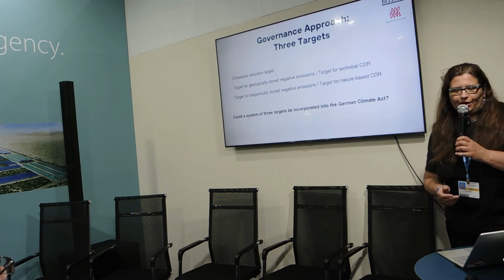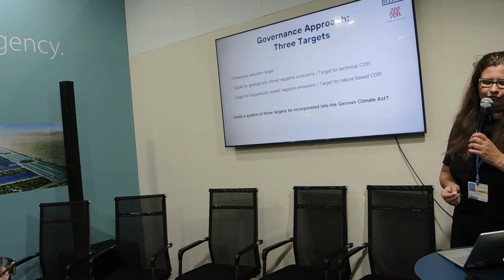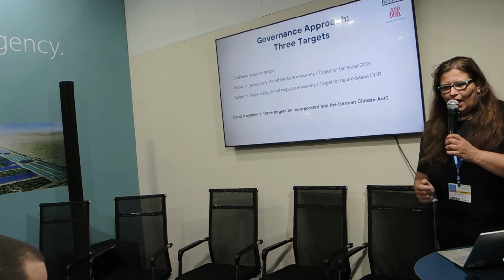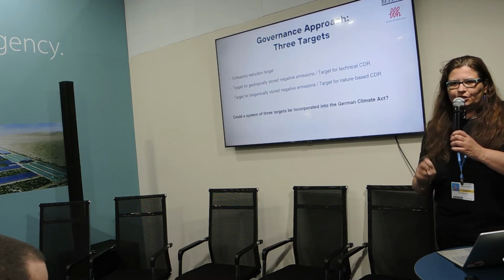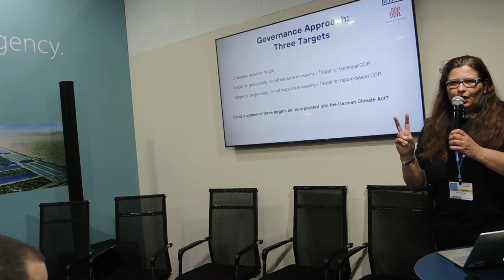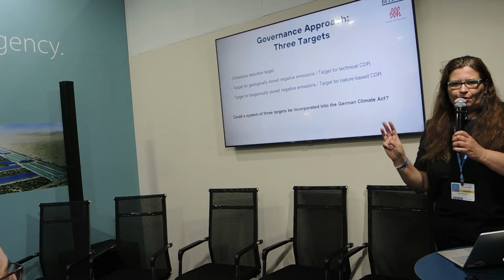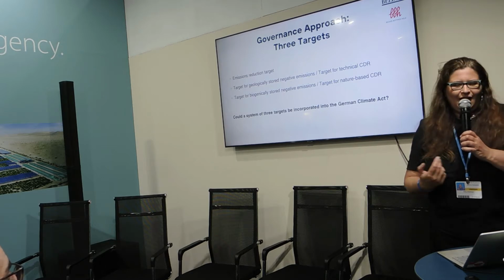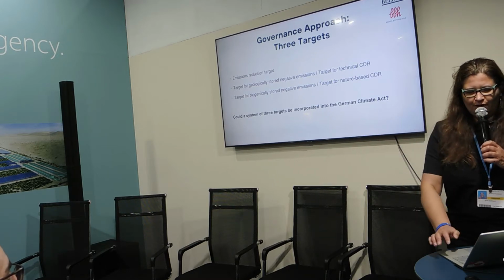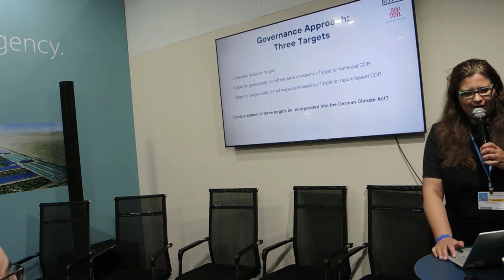We discussed with Becker Büchner Held the possibility of actually having three targets. An emissions reduction target, which is separate from a technical negative emissions target, which is separate from a natural things target. Could a system of three targets be incorporated into the German Climate Act?